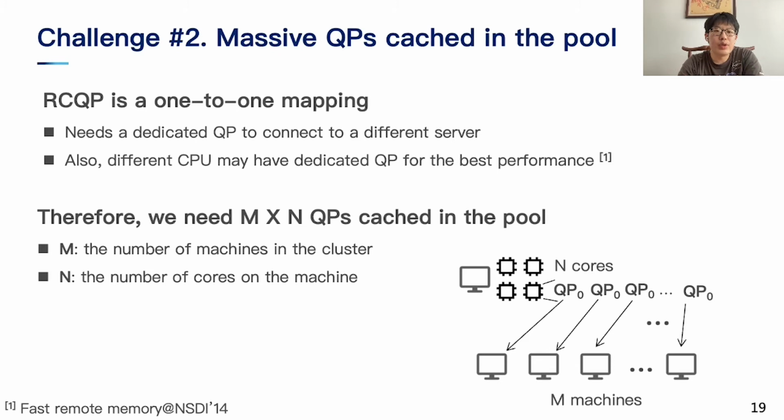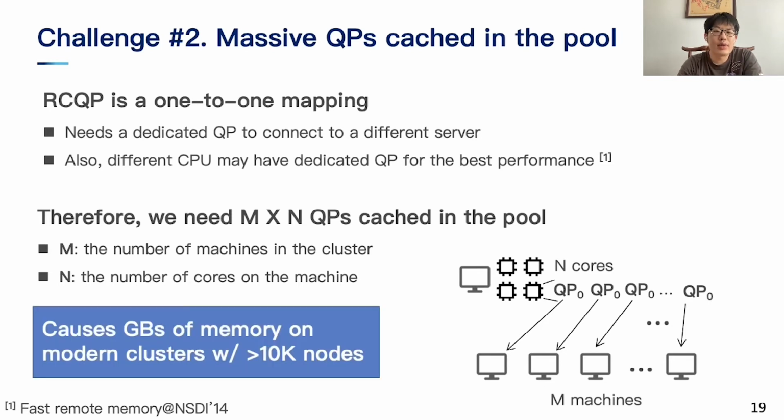RDMA QP is a one-to-one mapping. This means that we need a dedicated QP to connect to a different server. Moreover, due to the high performance of RDMA, it is desirable to use different QPs per CPU to prevent locking overhead. As a result, each machine needs to cache n plus n QPs, where n is the machine number in the cluster and n is the core number at each machine, to eliminate all the control plane costs. This causes a significant amount of memory used, especially for a modern RDMA-capable cluster with more than 10,000 nodes.